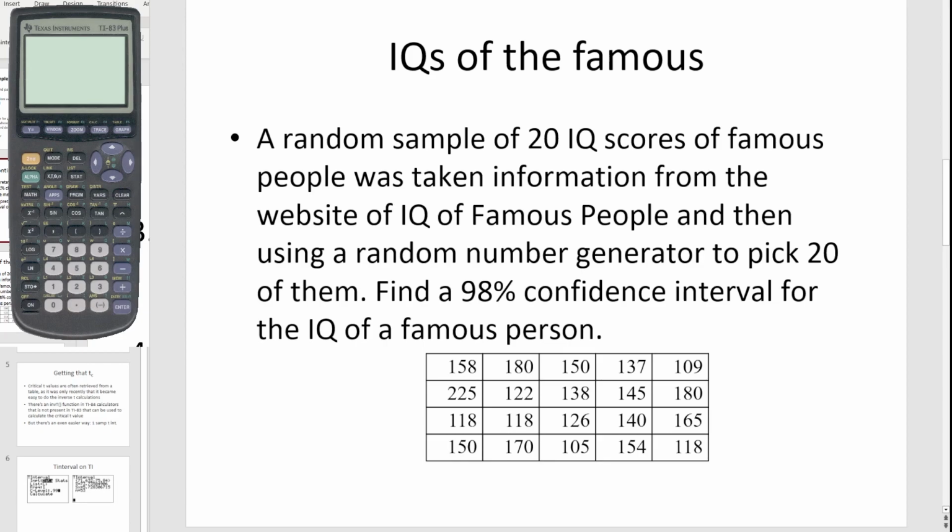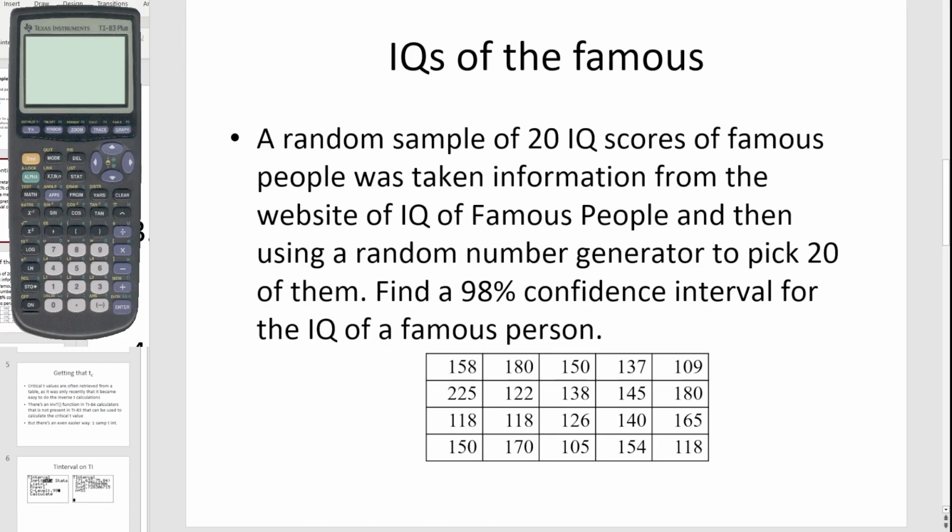Let's look at an example of how to put all this together. Here we have a random sample of 20 IQ scores of famous people was taken from the website of IQ of Famous People, and then a random number generator was used to pick 20 of these IQs. Find a 98% confidence interval for the IQ of a famous person.